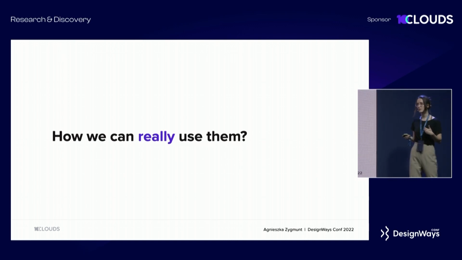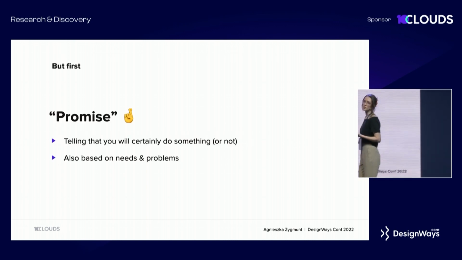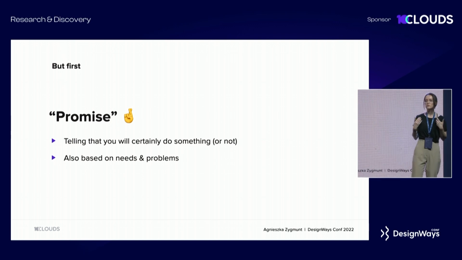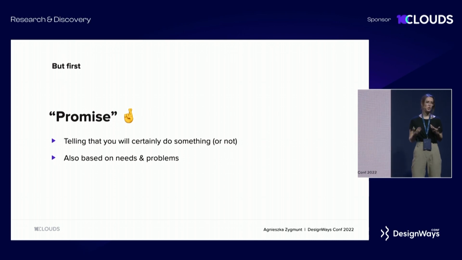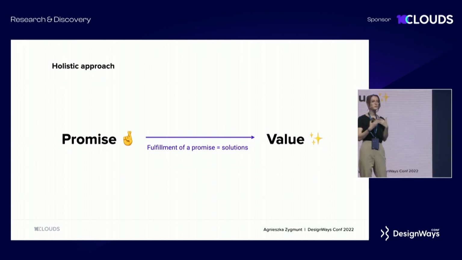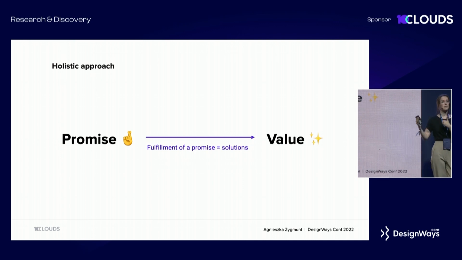But still, taking a small step back, if we want to talk about the values, we need to also talk about the promise. Promise is something simple. It's about telling someone that you will certainly do something, or maybe not. And it's based just on needs and the problems we have as users. And the promise is the first element of the values. Because on one hand, we have the promise. So we are promising something to the user. Then we have fulfillment of this promise. So this is the solution that we are building. And at the end, we are giving the value by this fulfillment.